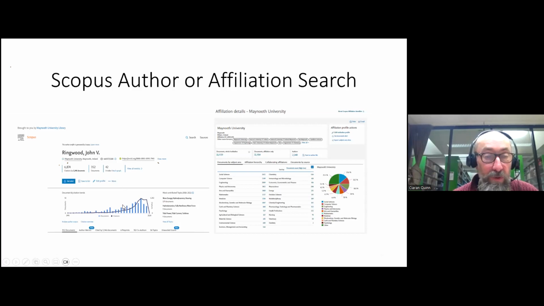So there's John Ringwood there, and you get an analysis in Scopus, his H index, but you can dig down into that and get a listing of his topics, and you can get down into where he's publishing and have a look at that. This is a detail here from an affiliation search in Scopus of what Maynooth looks like overall. And again, you can go in by subject area and dig down a bit in there and see what's going on, where are we publishing, what kind of material are we publishing, and so on.